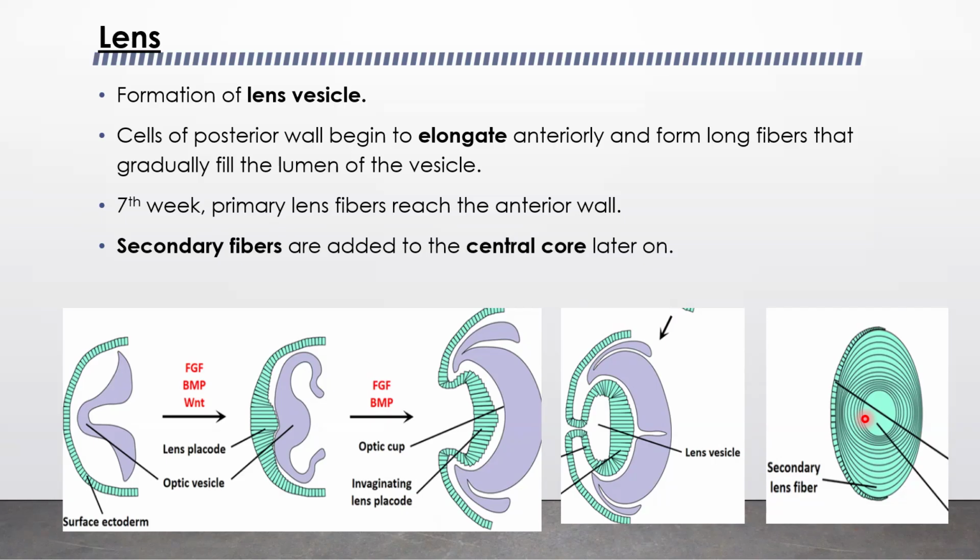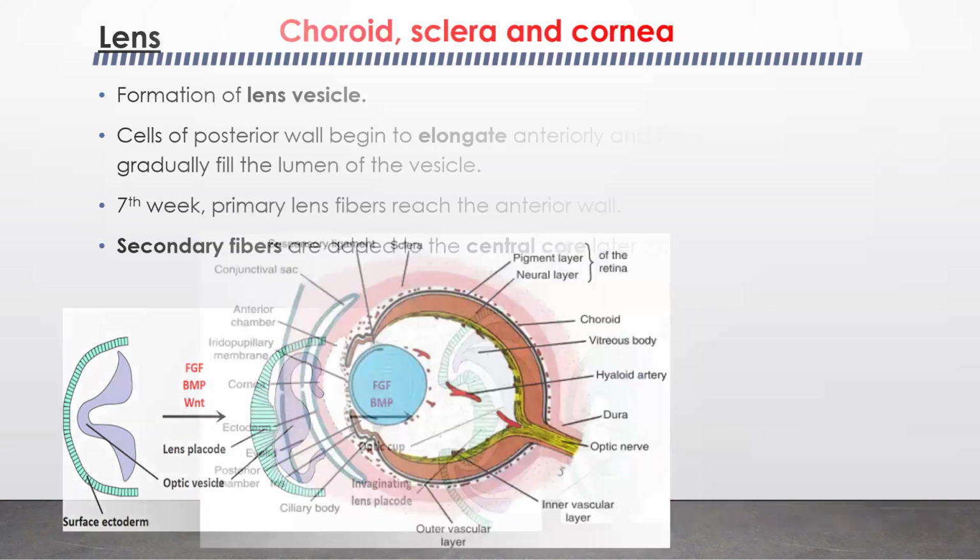So you have the lens: you have induction by the optic vesicle, you have the lens placode, the lens pit, the lens pore, then you have the lens vesicle, then the cells from the posterior end elongate anteriorly. After they elongate anteriorly, around the second week, they reach the anterior. Then the cells from the posterior end also give you the secondary fibers, which are added to the central core to give us a definitive lens.